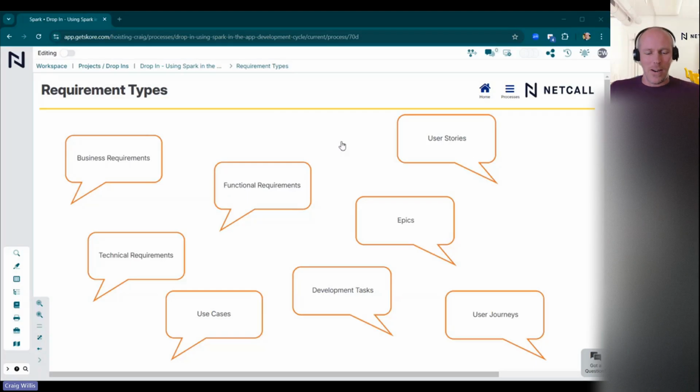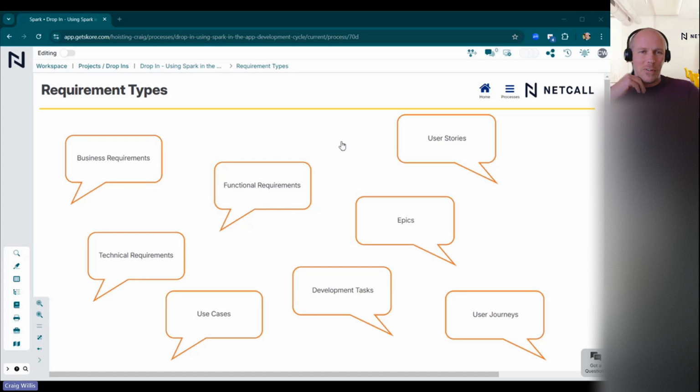Today's topic is using Spark for application development, or using Spark in the application development lifecycle. And as usual with these sessions, they're typically triggered by a question from one or more users of the platform. So again, this is one that has been quite common. We've been asked this many times.